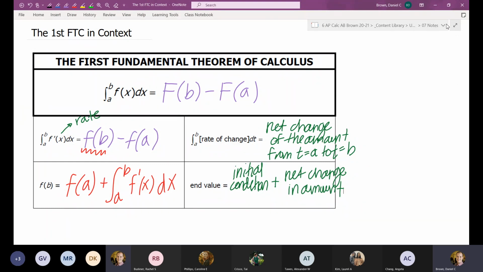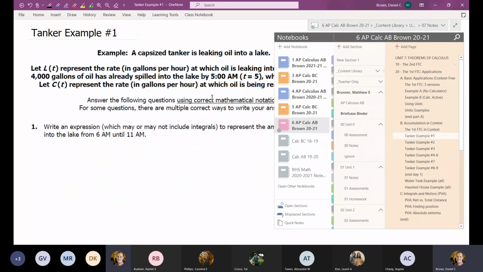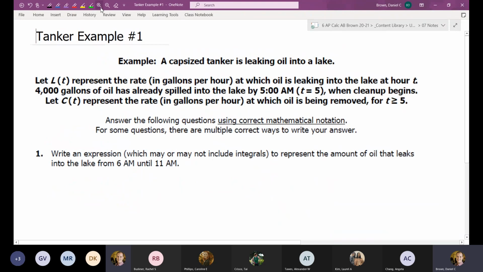So let's introduce the problem I want to look at today. I tried to pick one that I think most people can at least somewhat visualize in their head. So we're going to deal with this example. We have a capsized tanker leaking oil into the lake. And these problems, no matter what we're talking about, will always follow a similar format. There is always going to be something flowing into something or entering, the rate in. And then you're always going to have something talking about the rate flowing out.